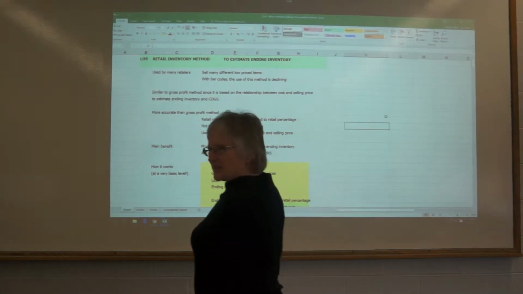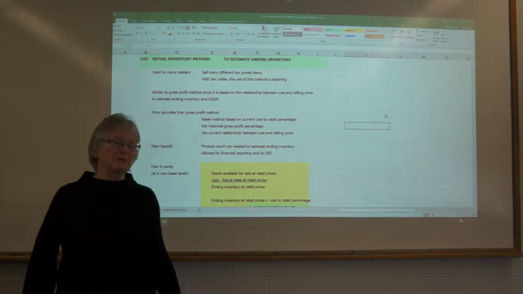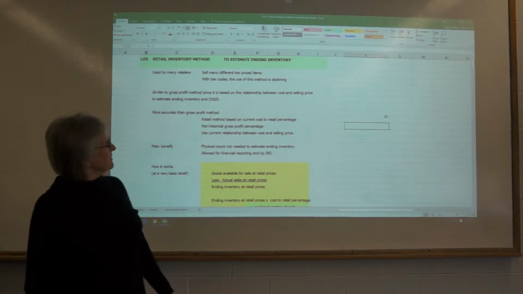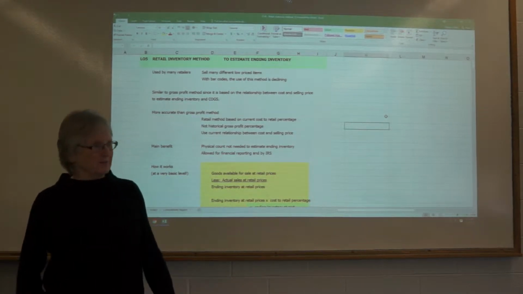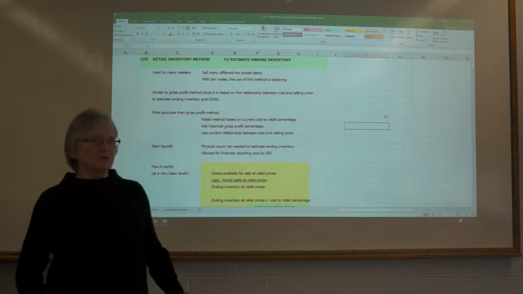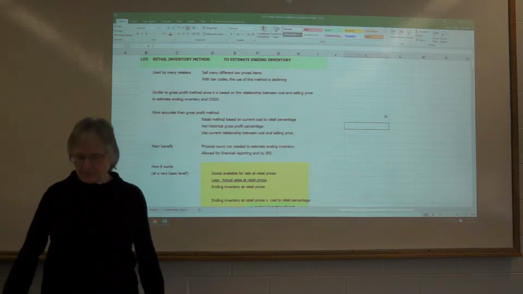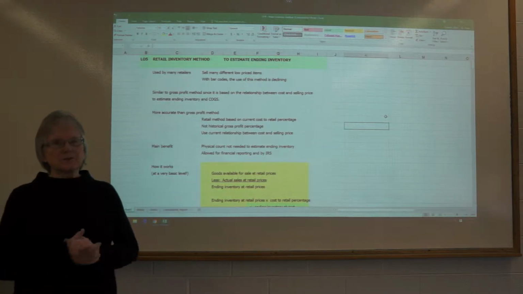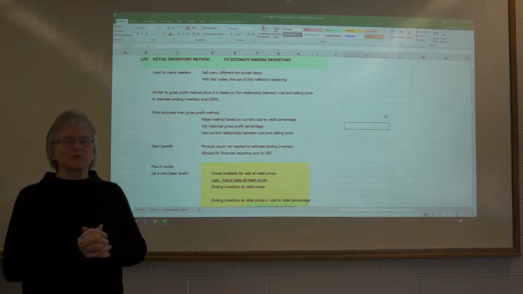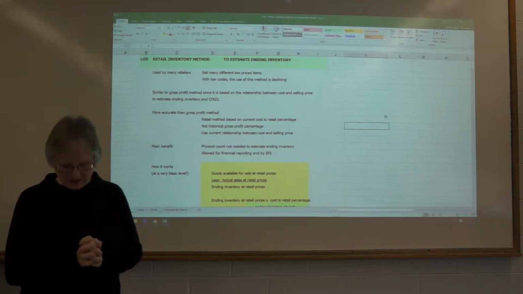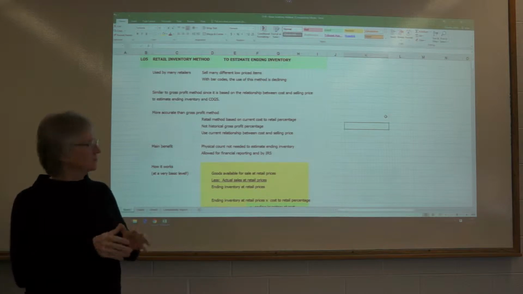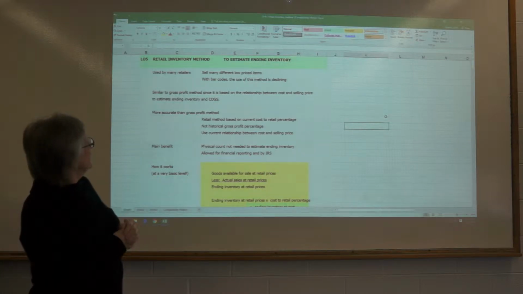So we're estimating ending inventory, and we've talked about the gross profit method. The retail method is another way to estimate ending inventory. This one's a little bit different than the gross profit method, in that this method is actually okay for financial statements and for the IRS. They both accept this as a reasonable way to estimate your ending inventory.